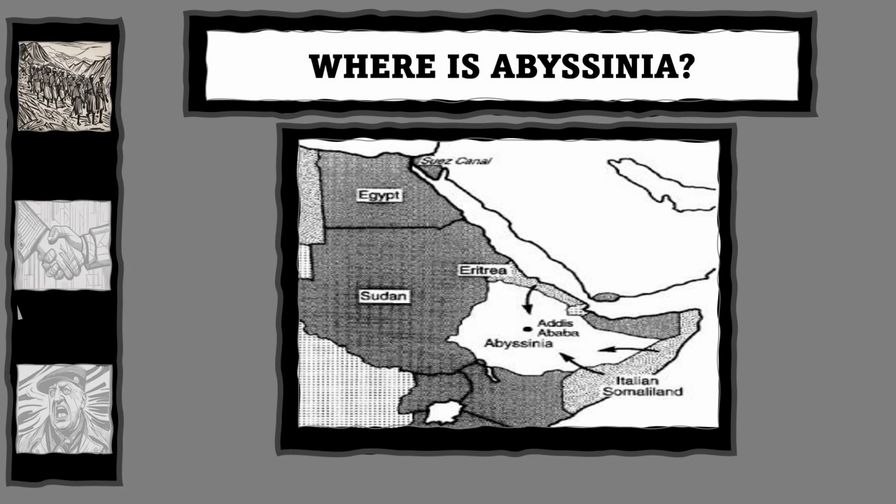Let's first understand where Abyssinia is located. In the 1930s, Abyssinia was a landlocked nation on the Horn of Africa, bordering Sudan to the west and Eritrea and Italian Somaliland to the east. It comprises mostly of modern-day Ethiopia, and was a very mountainous, rural and underdeveloped nation.